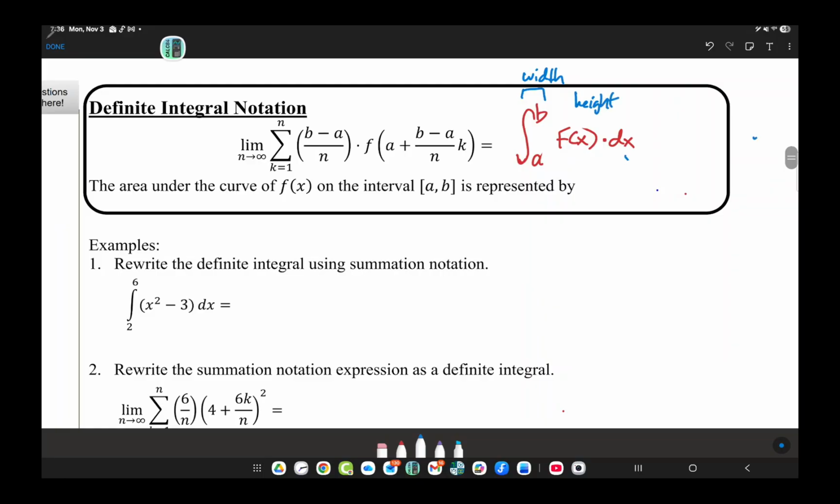This dx is more symbolic, because there are cases where you're going to take the integral according to y or the integral according to t. Basically, it's just saying this is what we're taking the integral of.